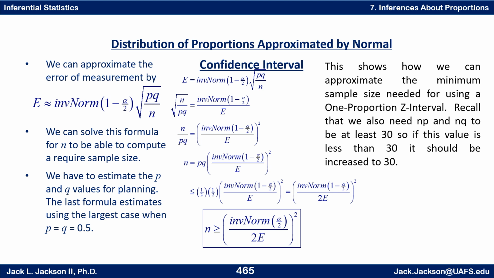Okay, but what if we're solving for the sample size? Well, we can take this formula here, this same formula, and solve it for n. So assuming we know an e, we're going to multiply both sides by the reciprocal of this and then divide both sides by e. That gets us to this point right here, the second line right here in the middle, where we have the square root of n over pq is inverse norm of our 1 minus alpha over 2 over e. Then square both sides, gets rid of the square root, and multiply both sides by pq.